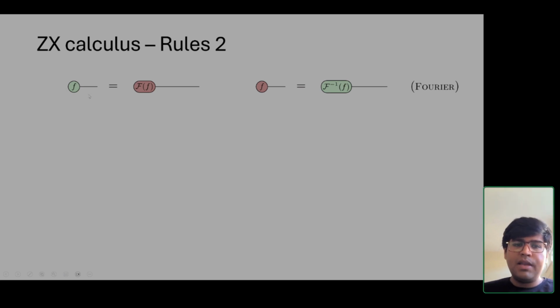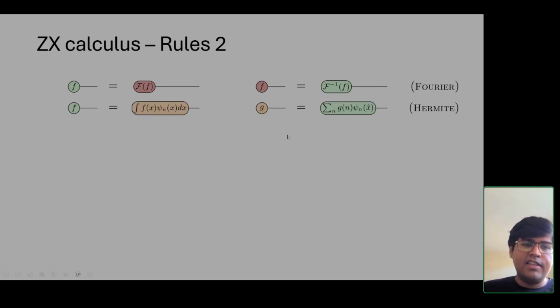Right. This might be slightly unusual, but all this is saying is that if you have a spider labeled by a function, you can change it. It has to be only one output Z spider, so just a state. You can change it to an X spider by simply taking a Fourier transform of the function. And going from X to Z is the inverse Fourier transform. In analogy with this, there's also a way to go between the Z spider and the Fock spider, and that's via the Hermite transform or the inverse Hermite transform.